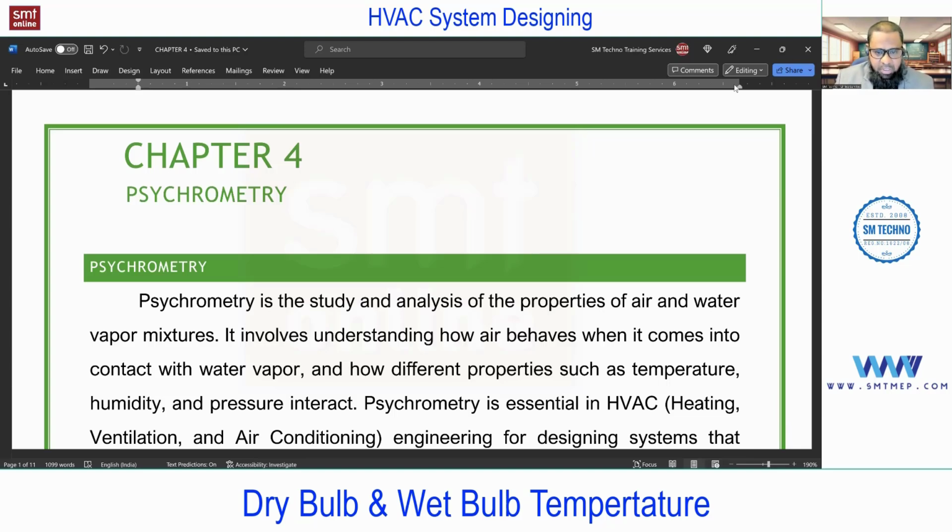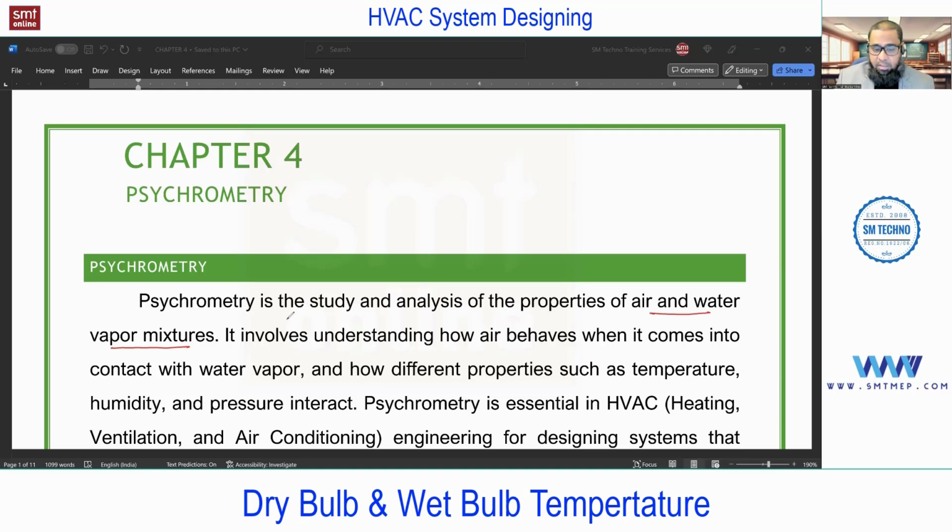So what is psychrometry? It is the study of air. In short we call it air, but air means moist air, right? Psychrometry is the study and analysis of the properties of the air and water vapor mixture. Except in special cases, in actual practice you'll find moist air. Special cases are generally desert areas or low humidity areas, where you may find dry air. But when we talk about air, by default we are considering the air and water vapor mixture, and the study of it is psychrometry.